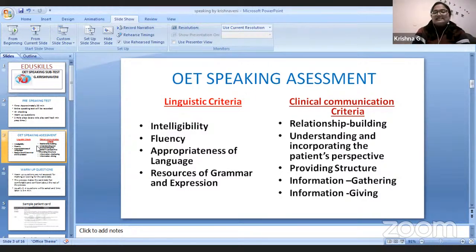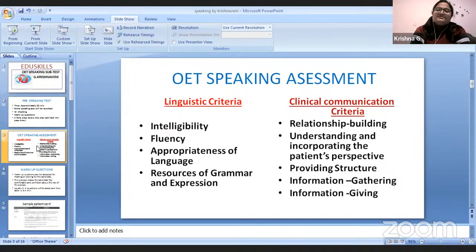The linguistic criteria consist of four elements. The first one is intelligibility: how easily you are communicating with the patient, or how easily you can explain. For example, if the patient asks something outside the role play card, how actively or how knowledgeably you explain to them.